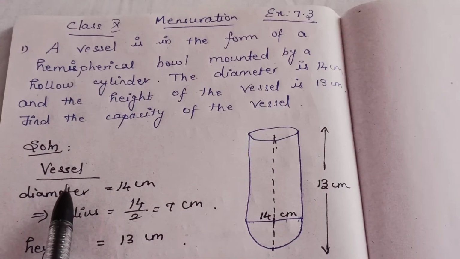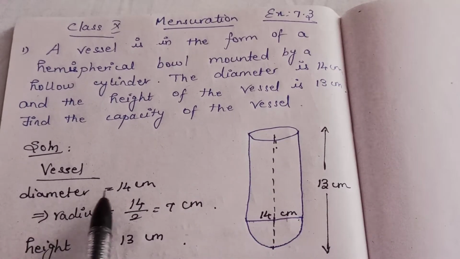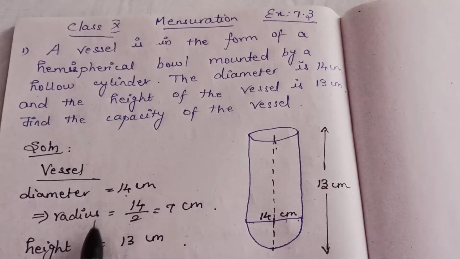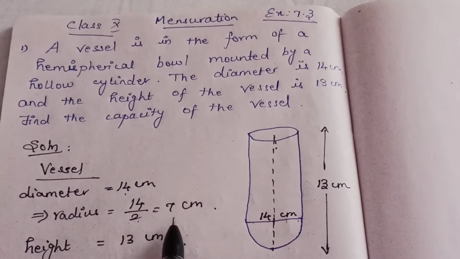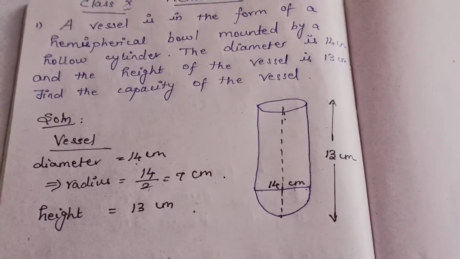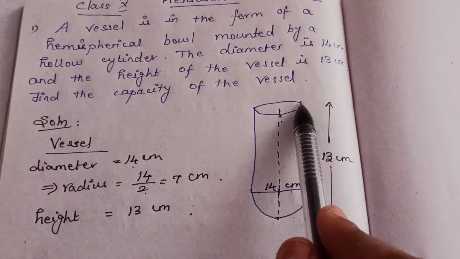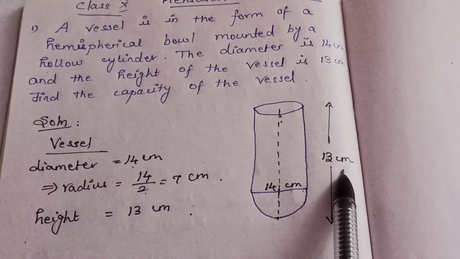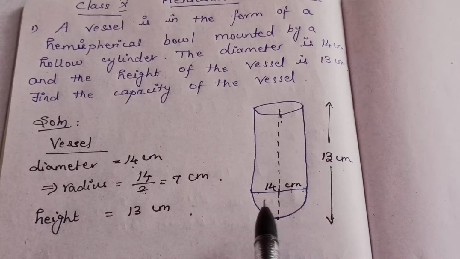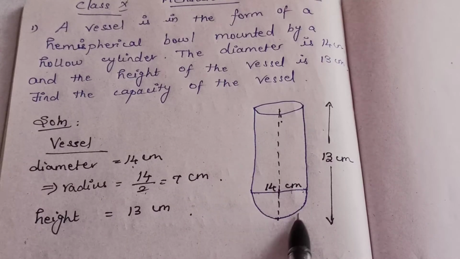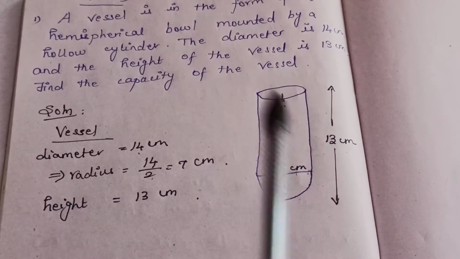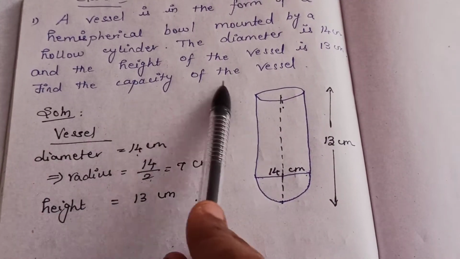Now given is the diameter of the hemisphere, 14 cm. Therefore radius equals diameter by 2, which is 7 cm, and also the height of the vessel is given as 13 cm. So as I said, the vessel includes a hemispherical part and a cylinder part. Now what is asked? Find the capacity of the vessel.